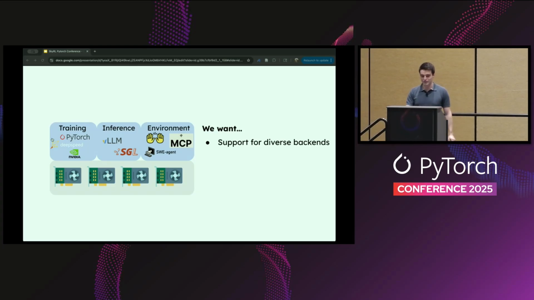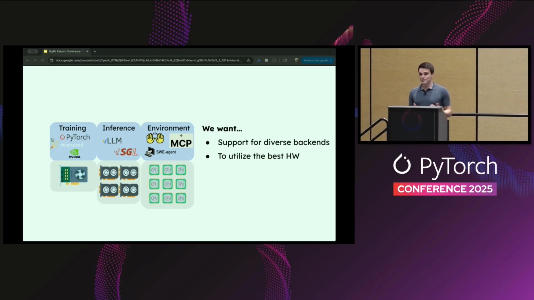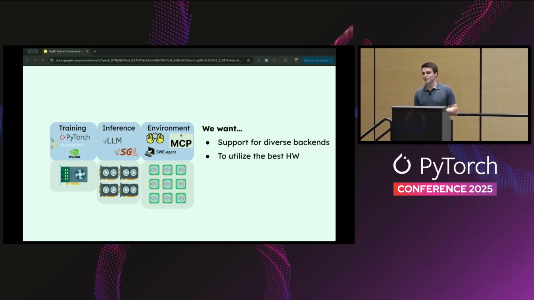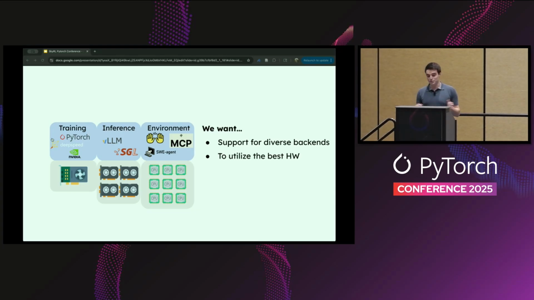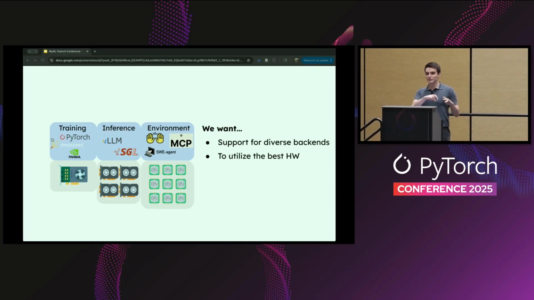You should be able to support these diverse backends without headache. The next is we want to utilize the best hardware. Best here could be defined by what's the cheapest hardware for each component, what's the most performant, what's the most available. We just want to be able to pair each component, which has different system requirements, with the hardware that's best suited to run it.